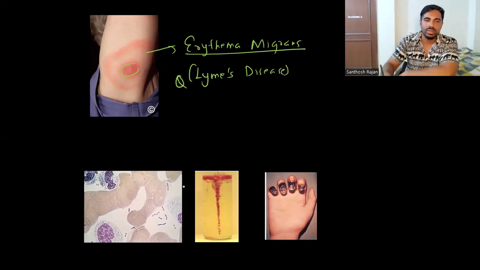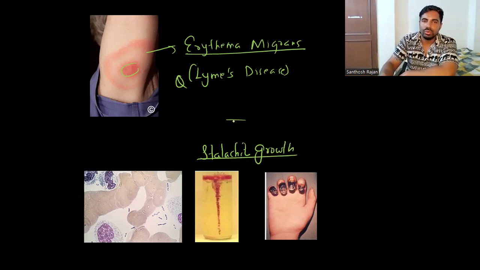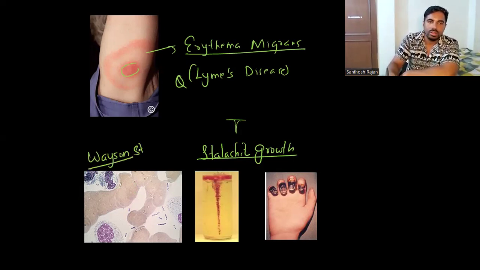Now this one, this is the most important. This is stalactite growth. It is like in the winters, the snow from the roof just hangs down, and that is a stalactite growth. And here you see this is a Wayson stain. You see safety pin appearance.